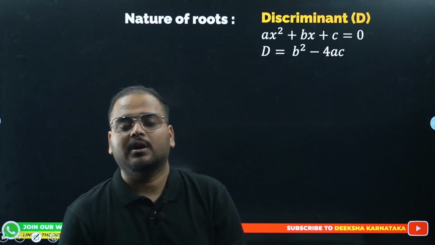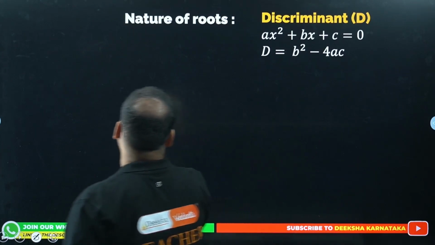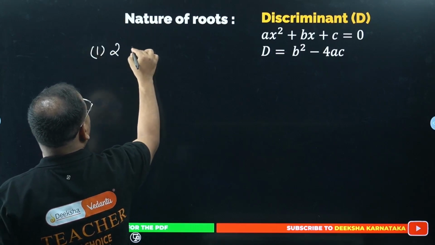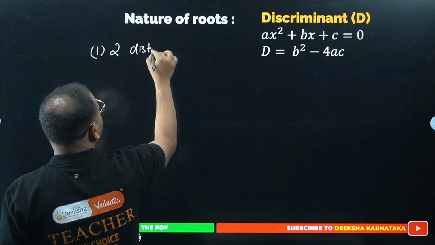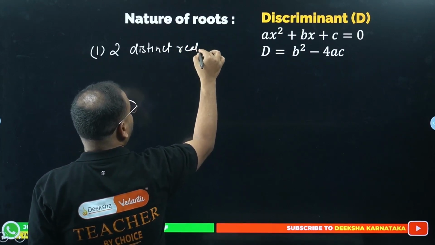Now, how will you know which equation has which category? Case 1, if I write case 1, what is the case 1? 2 distinct real roots.